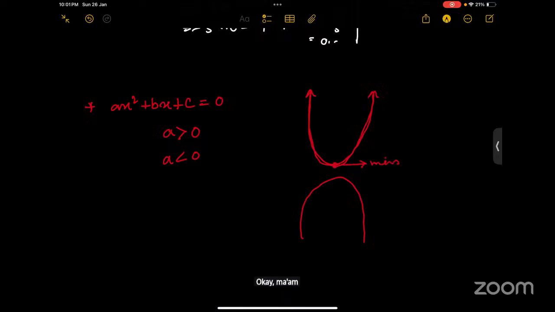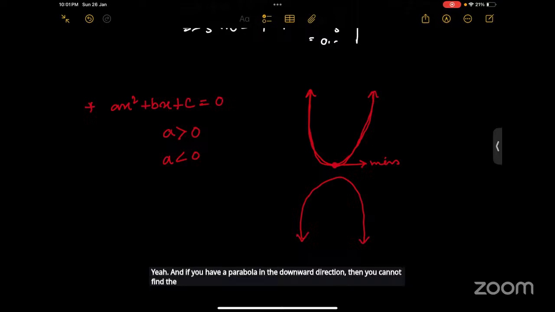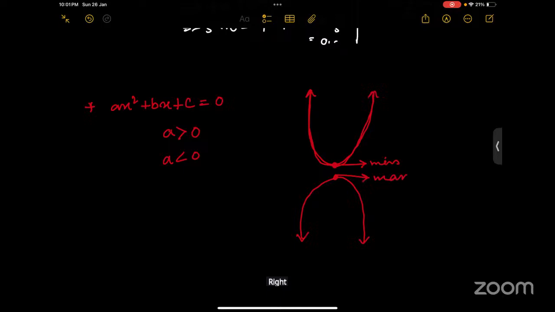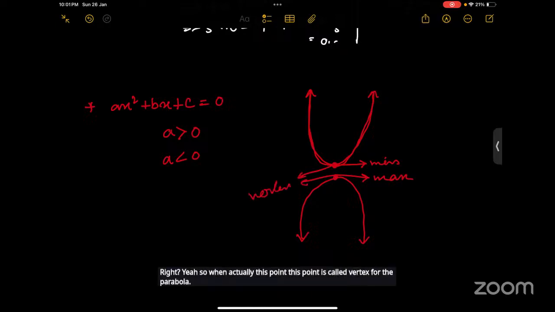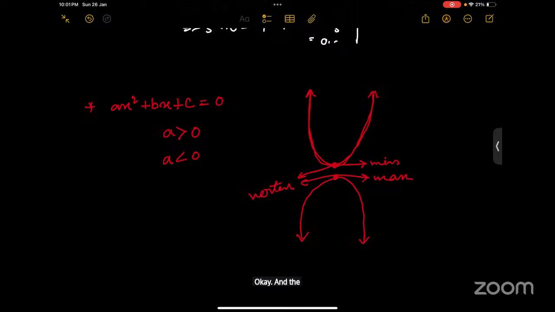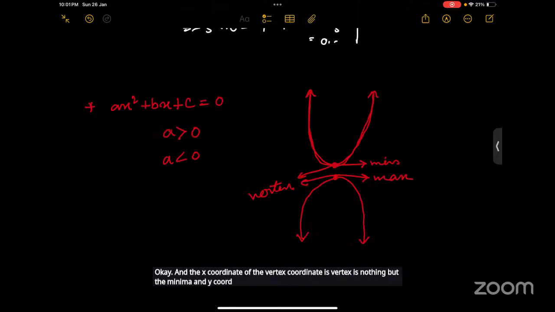If you have a parabola in the downward direction, then you cannot find the minimum because it goes up to infinity, but you can find the maxima. This point is called the vertex of the parabola. The x coordinate of the vertex is the minima, and the y coordinate of the vertex is the minimum value.